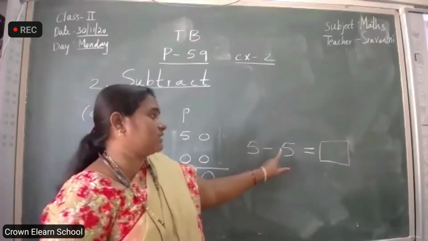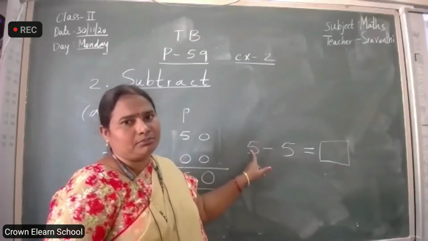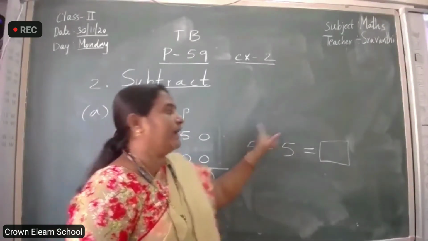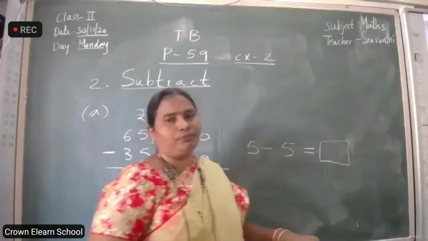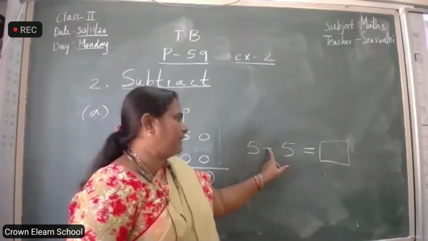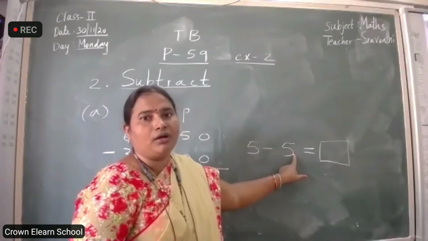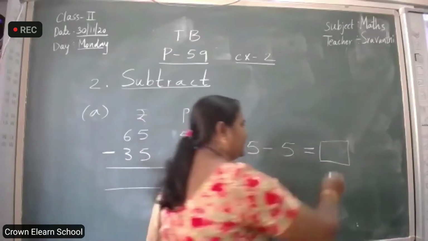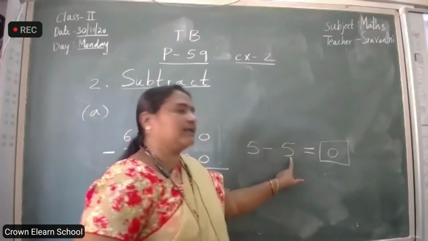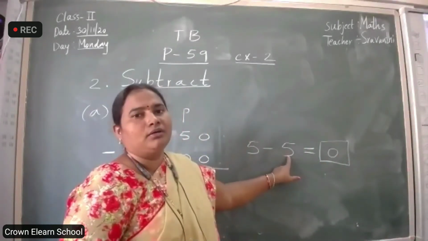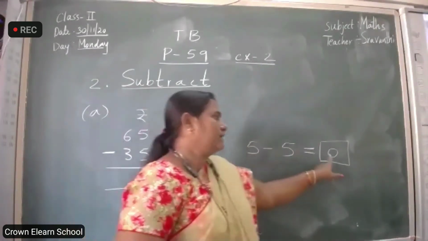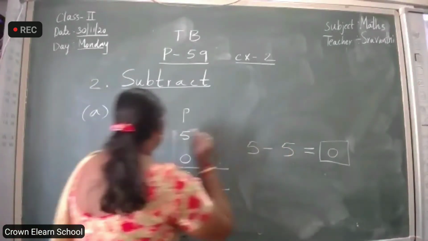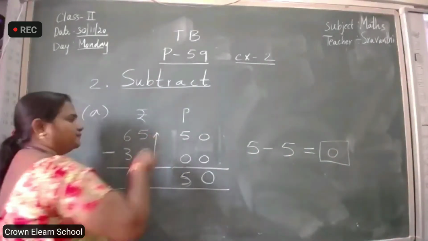When we subtract a number from the same number, you get 0. Got it? Subtracting the same number, then you get 0. When you subtract the same number from the given number, you get 0. Okay, this is the property. Now let us do the process. How do you do this?